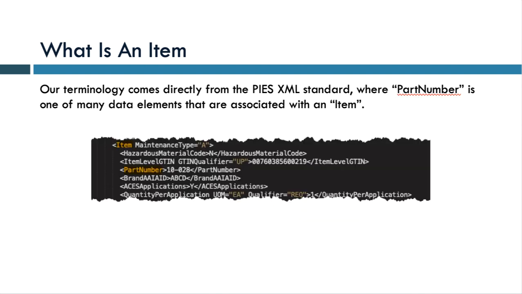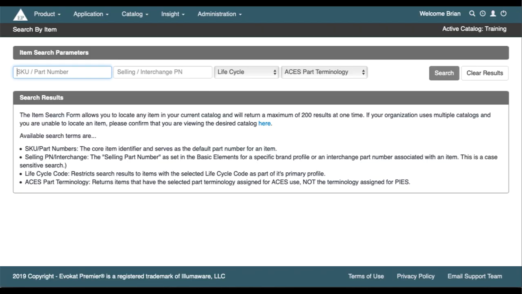Our choice of terminology comes directly from the PIES XML standard we are authoring to. As you can see from the example, the part number is just one of many data elements that can be assigned to define an item. Consistent with the standard, we group the selling part number with the group of basic elements that you will see later on. Now that we understand what an item is, let's walk through the process to create and view items within Premier.